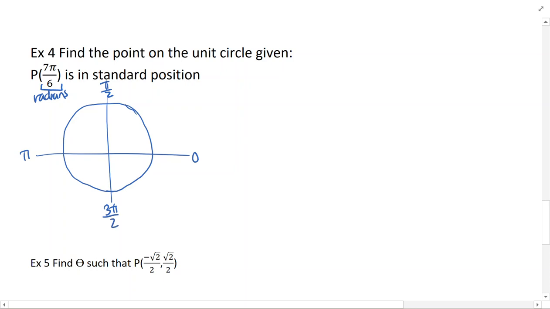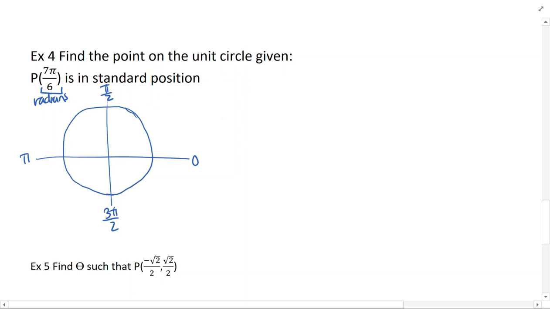So 7 pi over 6, let's just change our sides to have the same denominator. So instead of pi over 2, this is basically 3 pi over 6. And here we basically have 9 pi over 6. And on the pi side here, we're looking at 6 pi over 6. Now, right now we have 7 pi over 6, so we're going to be in this third quadrant.